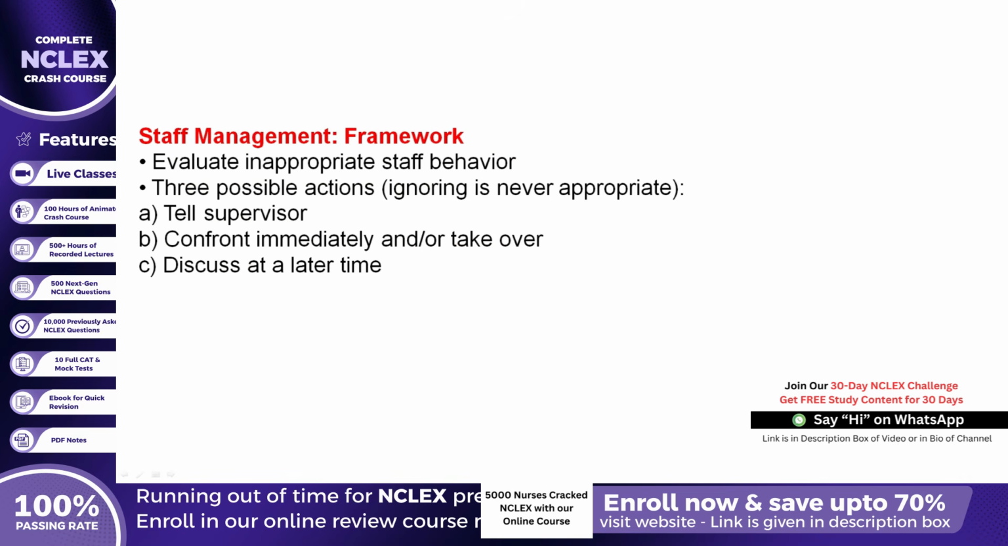As we move into staff management, the first priority is to evaluate inappropriate staff behavior whenever it appears. From there, we remember that there are 3 possible actions, and ignoring the behavior is never appropriate. The first option is to tell the supervisor. The second option is to confront the staff member immediately, and if necessary, take over the situation. The third option is to discuss the issue at a later time.